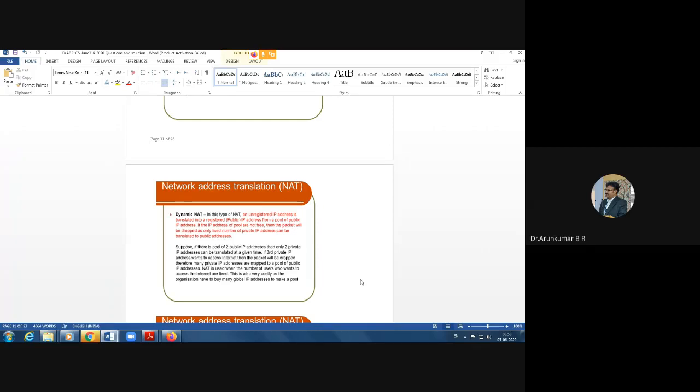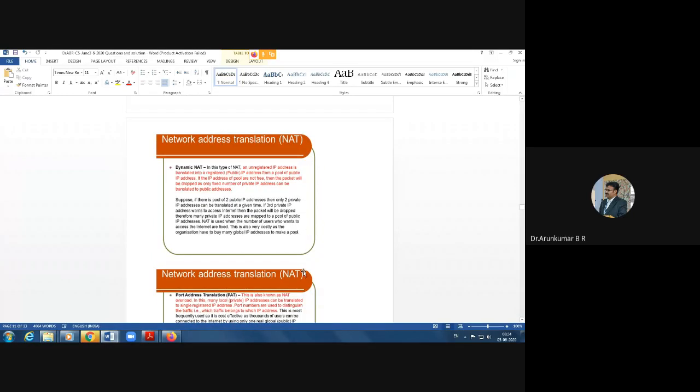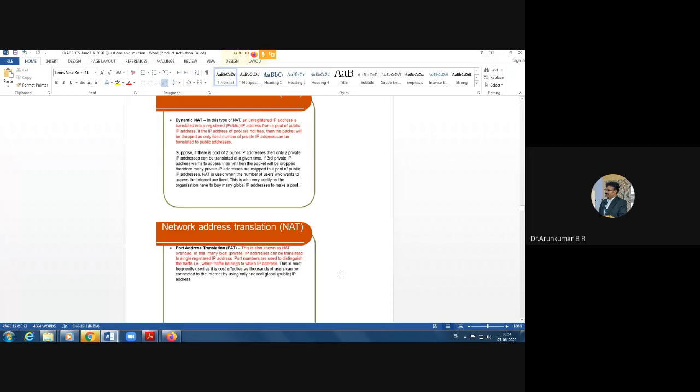In dynamic NAT, a set of private unregistered IP addresses, which are many, are mapped to a pool of public IP addresses. Dynamic NAT is used when the number of users who want to access the internet is fixed. It is very costly, as the organization has to buy many global IP addresses to make a pool. Okay, so this is with respect to dynamic NAT.